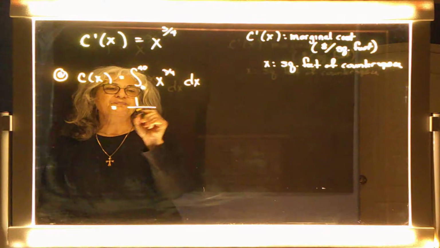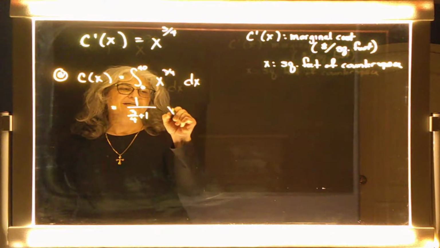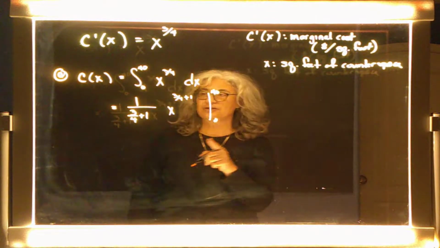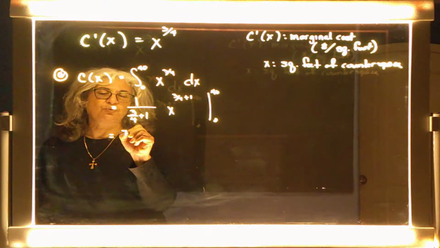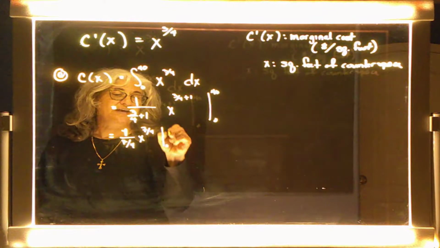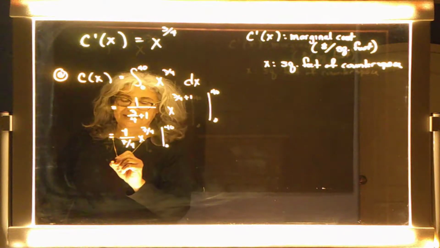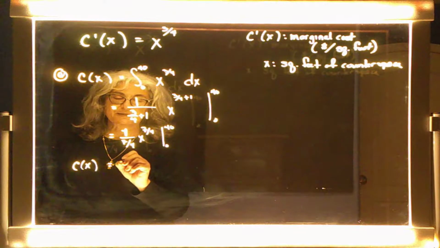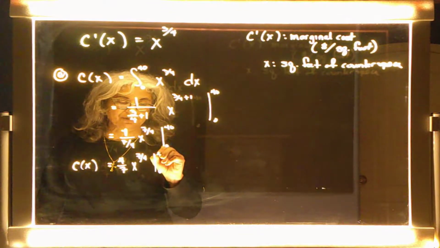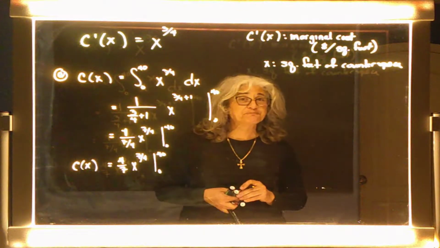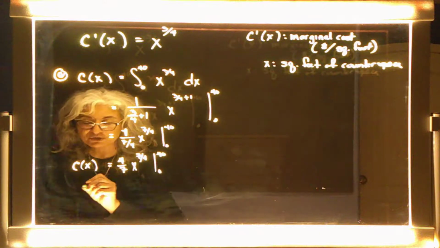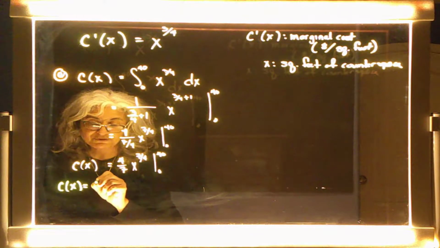What are you going to do? Yeah, 1 over 3/4 plus 1, x to the 3/4 plus 1, and then you're going to evaluate it from 0 to 40. So 3/4 plus 1, yep, 1 over 7/4 times x to the 7/4, still evaluating from 0 to 40. And that's right. The cost function becomes 4/7 x to the 7/4 from 0 to 40. Do you agree? Excellent.